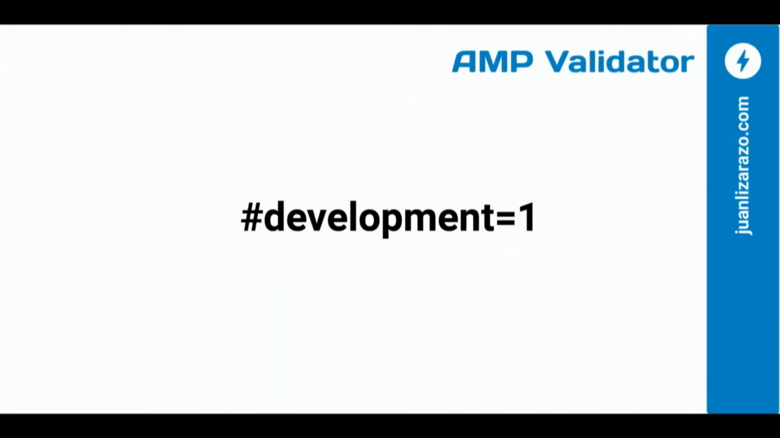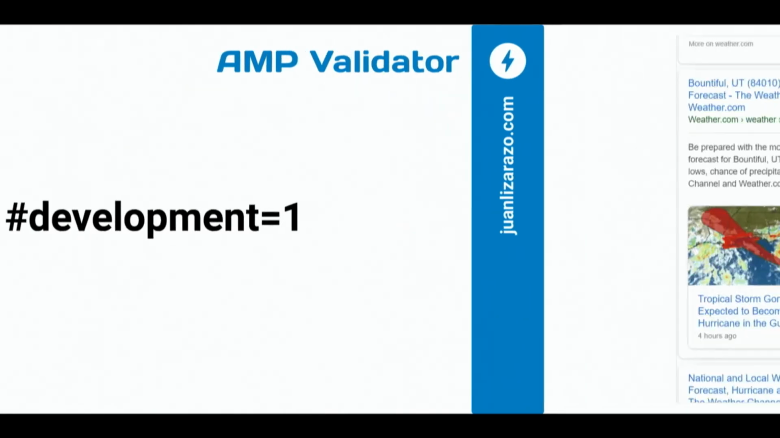As for the AMP validator, if you append the hash development=1 to any AMP site and run it, and then run it again, it will take the hash and run the validator. If you open your console and check for JavaScript errors, it will show you as JavaScript errors the validations that you are not passing and that are affecting the performance of your site. If not, it will just say validation is successful.